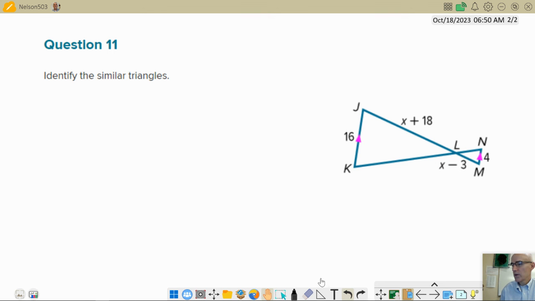Identify the similar triangles. Okay, here we go. Well, we have some vertical angles. We have some alternate interior angles, right? So if I go vertical, alternate interior, no tick, I have to go vertical, alternate interior, no tick. So I would say triangle, let's see, what did I go? LKJ is similar to triangle, so I went 1, 2, nothing, 1, 2, nothing. So I have to go LNM. All right. Then I want to find out how big x is, or in this problem, JL.